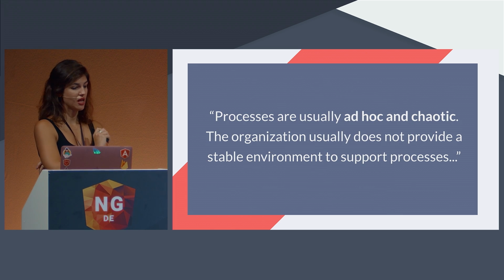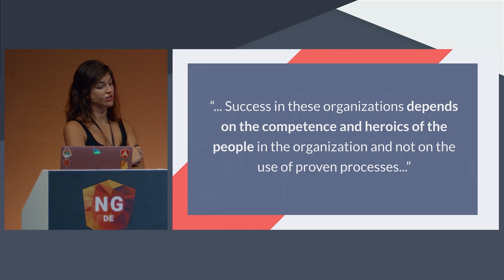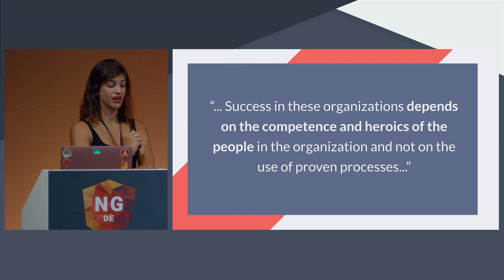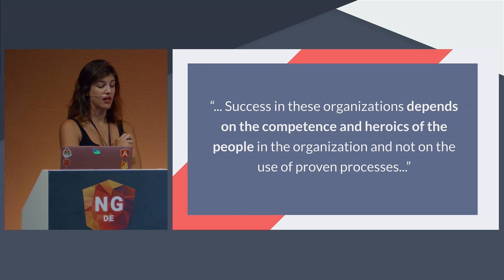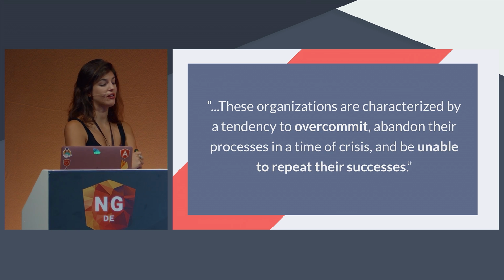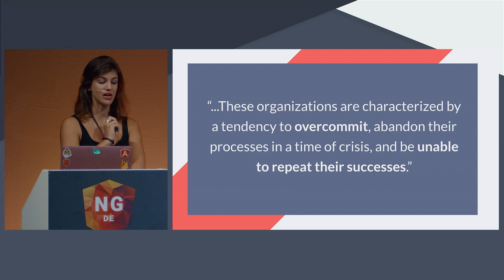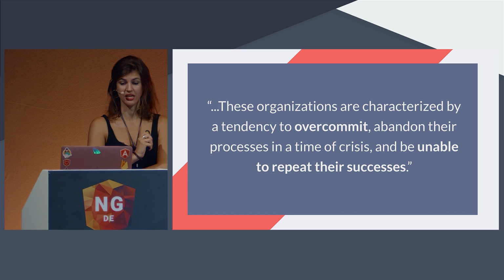There's a better way. I'll lead you through a description of an organization with no process. If this sounds like your team, then you know you're missing something. Processes are usually ad hoc and chaotic. The organization usually does not provide a stable environment to support processes. Success in these organizations depends on the competence and heroics of the people in the organization and not on the use of proven processes. These organizations are characterized by a tendency to overcommit, abandon their processes in time of crisis, and be unable to repeat their successes.